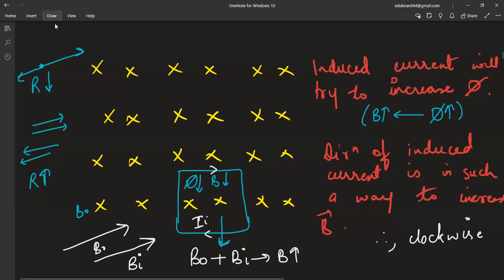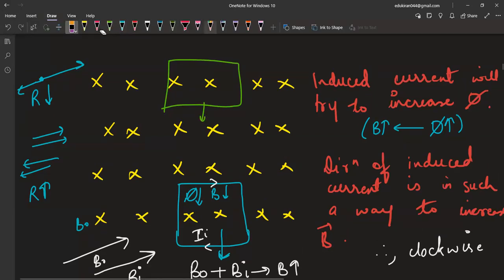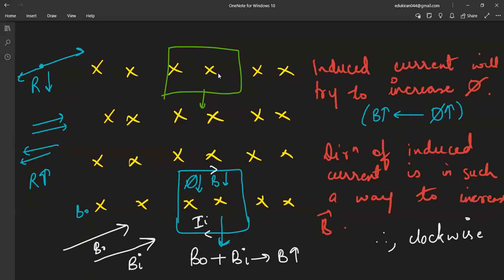Let's take one more example. Suppose this is the loop. This is coming inwards. So now what is happening? Now the field lines are increasing. Flux is increasing. So aim will be to decrease the flux, decrease the field lines. How can you decrease it? If original magnetic field is inwards, make the induced magnetic field outwards. Then only there will be a difference. Resultant will decrease. So keep your thumb outwards.